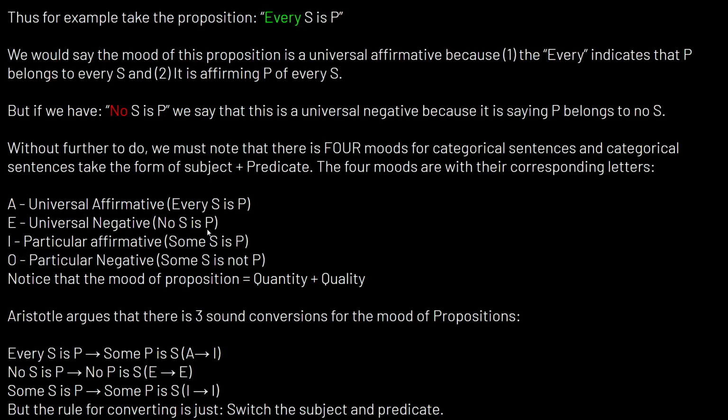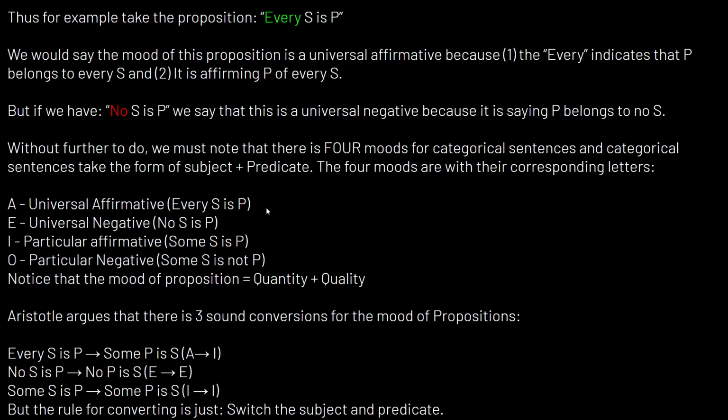Without further ado, we must note that there are 4 moods, 4 categorical propositions or sentences, and they take the form of subject plus predicate, as I've already noted. The 4 moods have 4 corresponding letters: A, E, I, O. This is how I remember it. A, E, I, O. I repeat that in my head 1,000 times.